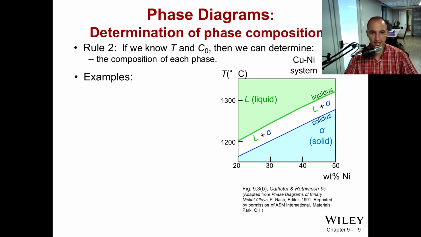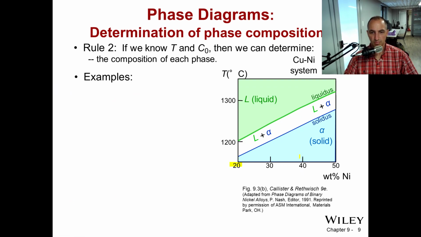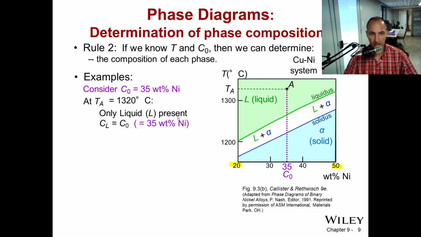Now we're zooming in a little bit closer on that area in the phase diagram. So now we're just looking at the region between 20% and 50%. So the second rule, if we know the temperature and the C0, we can determine the composition of each phase. So let's take, as an example, point A right here. The temperature at point A, this is given, is 1,320 degrees C. And in this area, we have only liquid present. So what is the composition of that phase? Well, it's just 35 weight percent nickel. Pretty straightforward. CL, which is the composition of nickel in the liquid, is equal to the overall composition. So that's 35%.